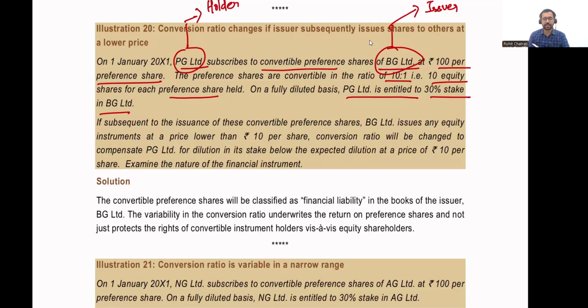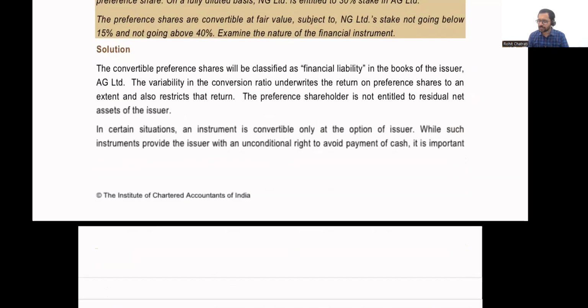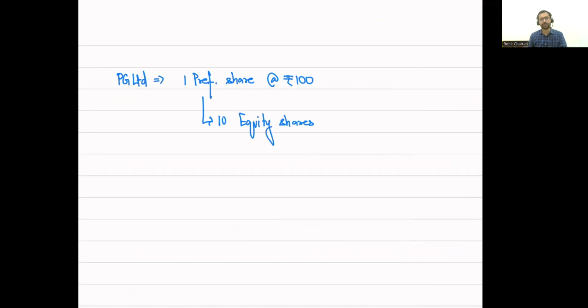Now, before we read the subsequent paragraph, let us analyze the first paragraph in a little further detail. If you notice, PG Limited, which is the holder of the instrument, has purchased one preference share at rupees 100. It has paid rupees 100 and obtained one preference share. This one preference share is going to get converted into 10 equity shares in future.